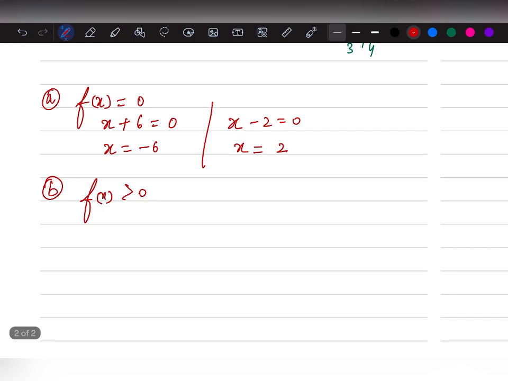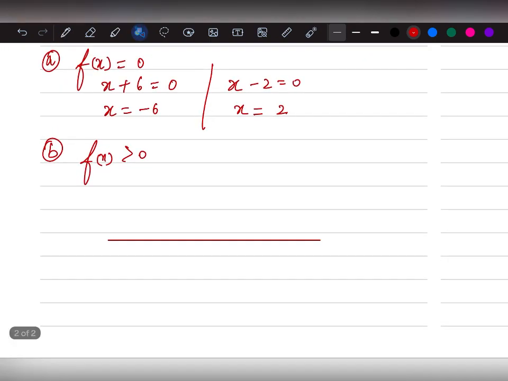To find out when it is greater than 0, let's plot my function. Let's say this is my x-axis. If I draw my quadratic equation, the graph of the quadratic equation is like this. Here, let's say it is negative 6 and it is positive 2. These are the points where it is touching the x-axis.